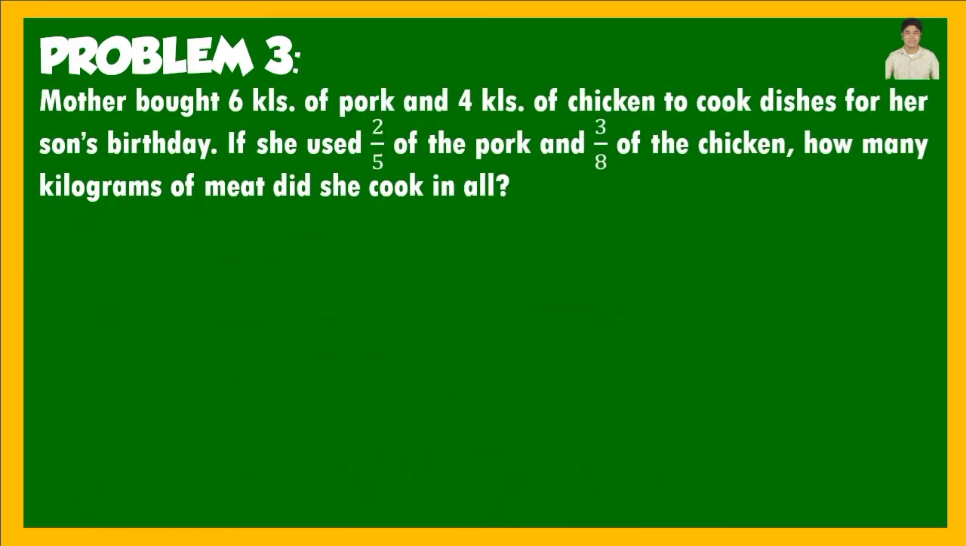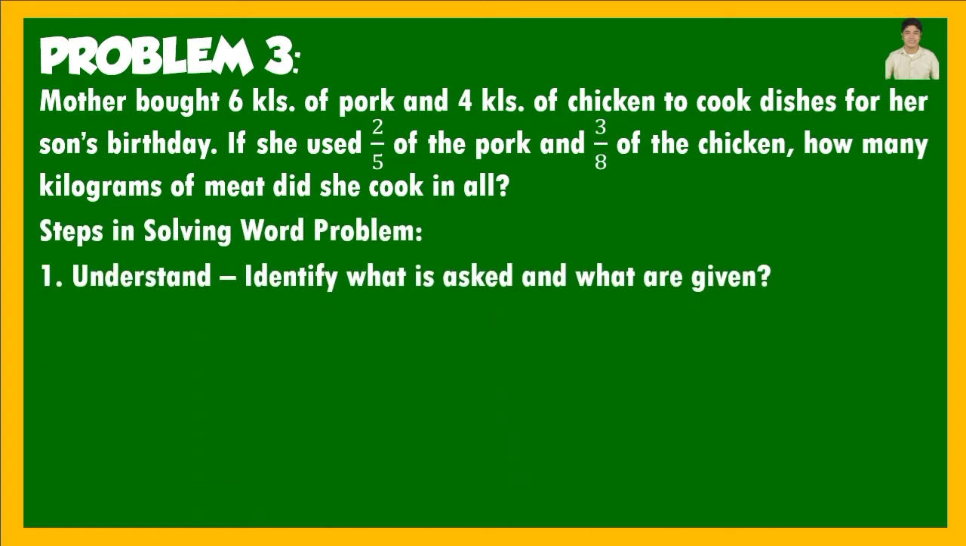So let's have problem number 3. So mother bought 6 kilos of pork and 4 kilos of chicken to cook dishes for his son's birthday. If she used 2/5 of the pork and 3/8 of the chicken, how many kilograms of meat did she cook in all? Okay, so first step, identify what is asked and what are given.